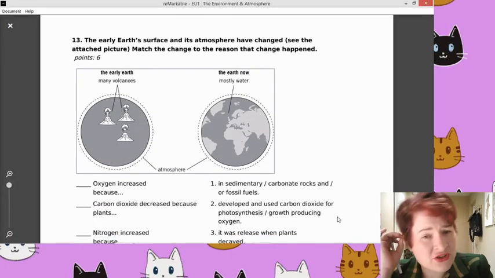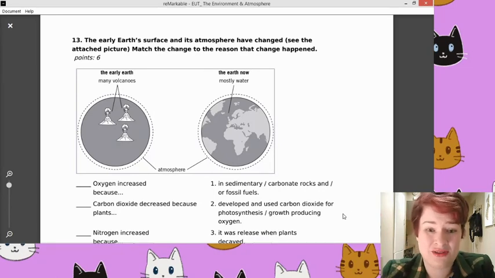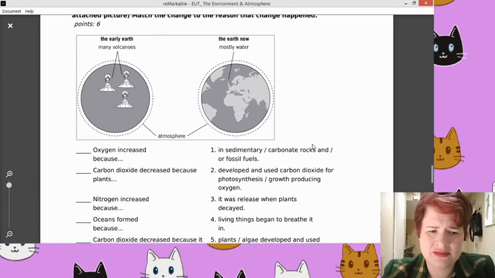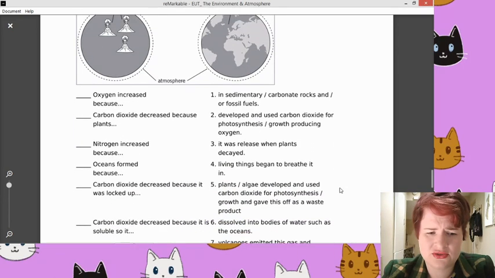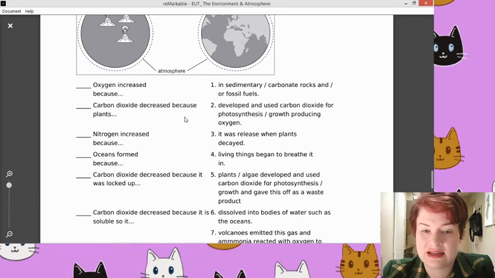This was actually adapted from a 6 mark question. I wanted you to be able to have a go at a 6 mark question, but obviously not extended writing, because that takes a heck of a lot of marking and there's a heck of a lot of you. So I broke it down this way instead. You'd have to discuss why oxygen increased, carbon dioxide decreased, nitrogen increased, oceans forming, and a few different ways of the carbon dioxide decreasing. So I wrote a little list there, and you had to match it up to the correct reason.